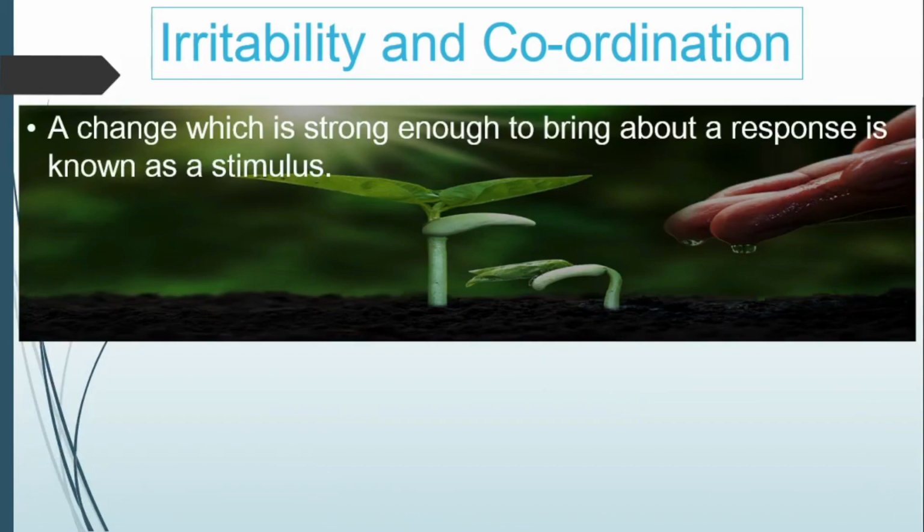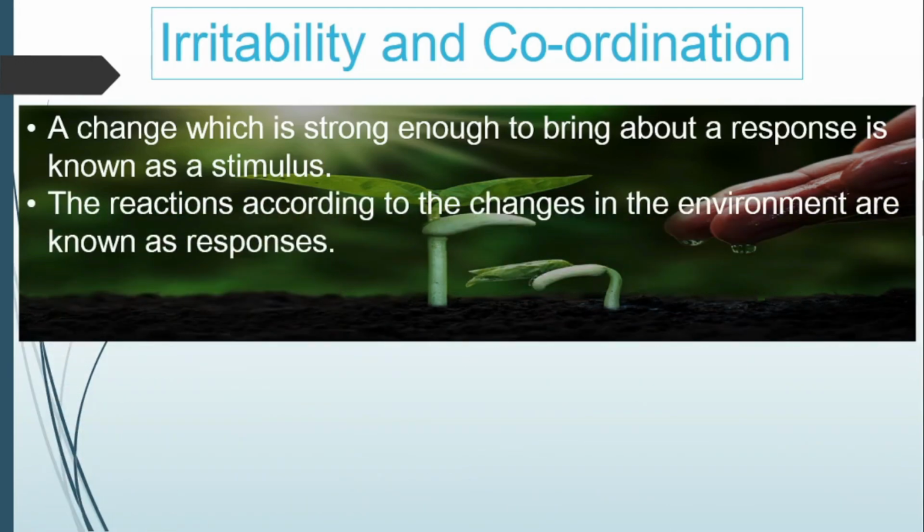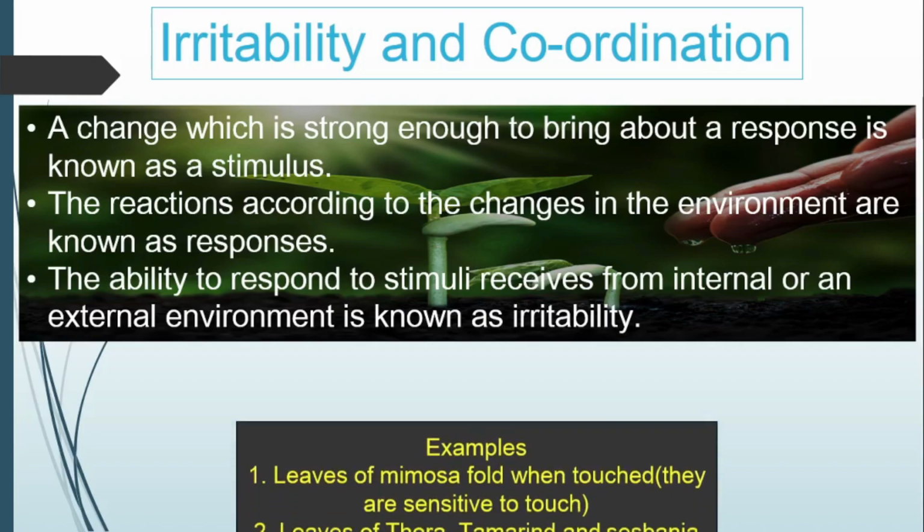The next one is irritability and coordination. A change which is strong enough to bring about a response is known as a stimulus. The reactions according to the changes in the environment are known as responses. And the ability to respond to stimuli received from an internal or an external environment is known as irritability.